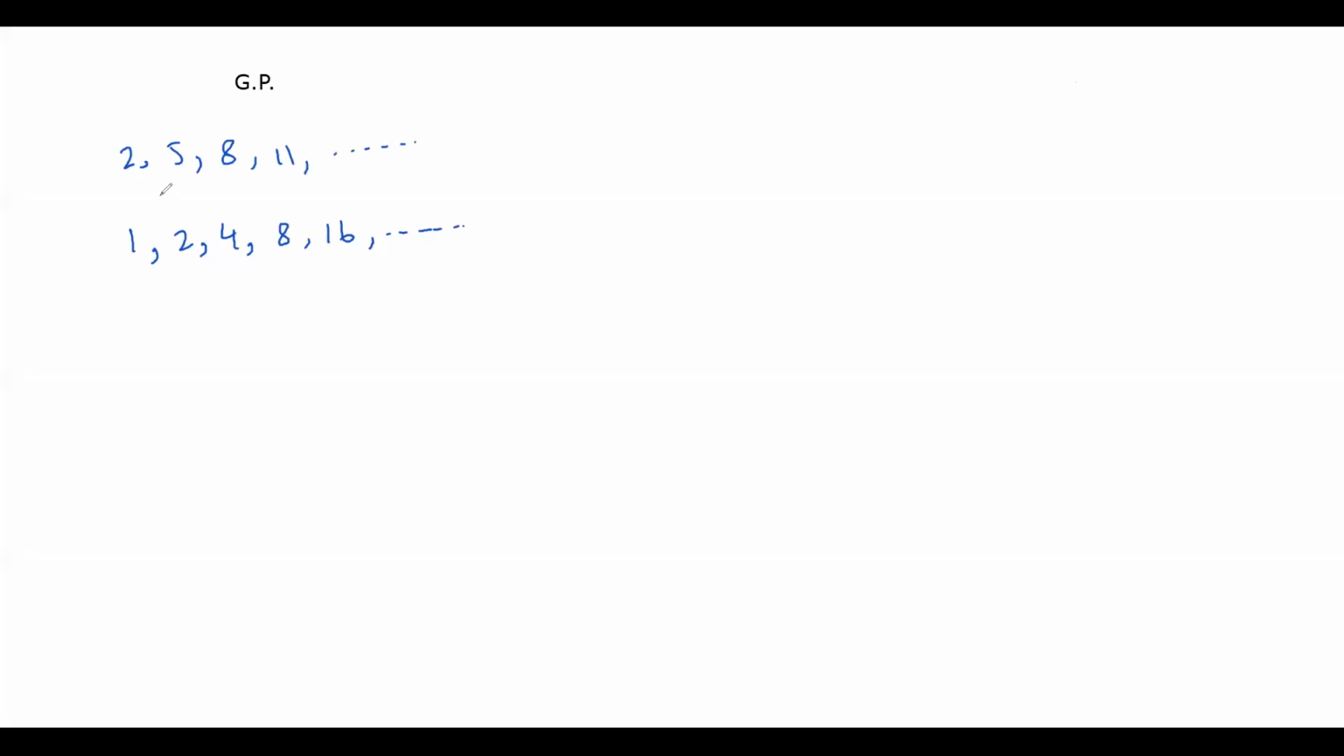Okay, but look at this sequence here: 2, 5, 8, 11, and so on. What kind of progression is this? Come on, students, you have 2, 5, 8, 11. So what kind of progression is this? Arithmetic, with the common difference being 3.